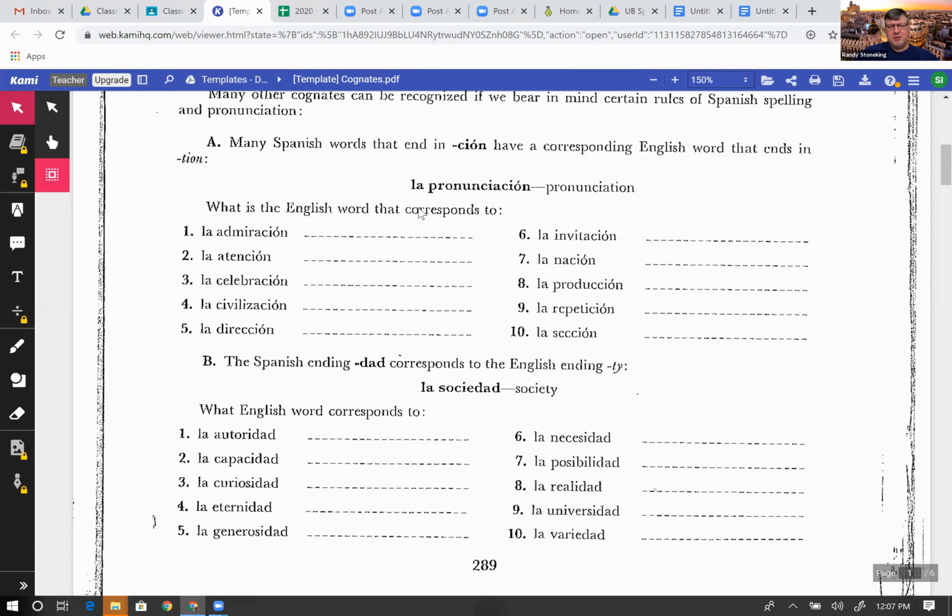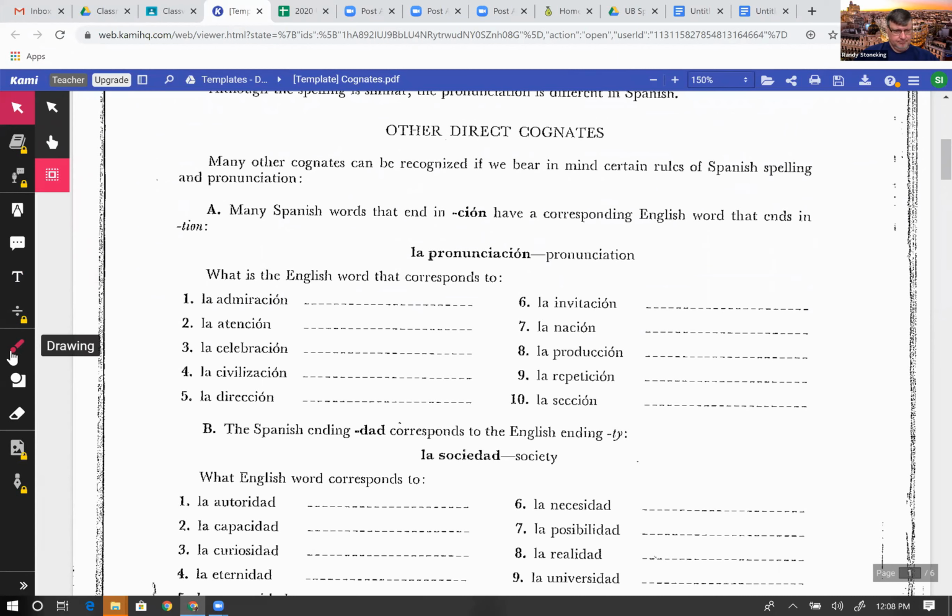So what's the English word that corresponds to this? Let's look at this first pattern. Where's my highlighter?